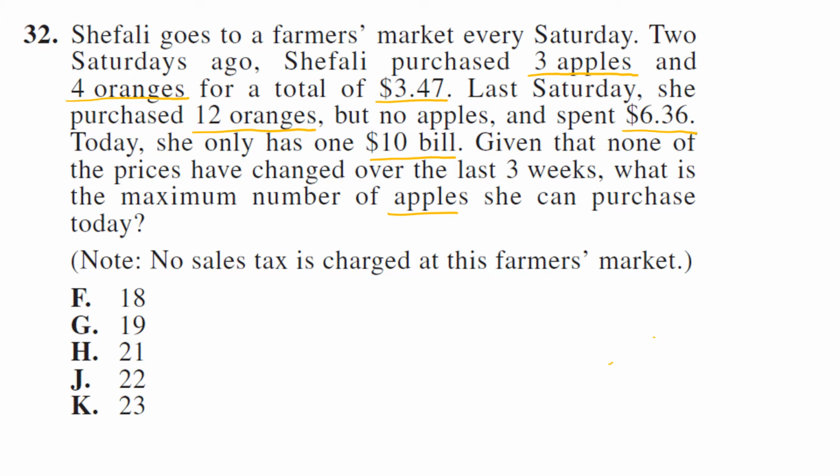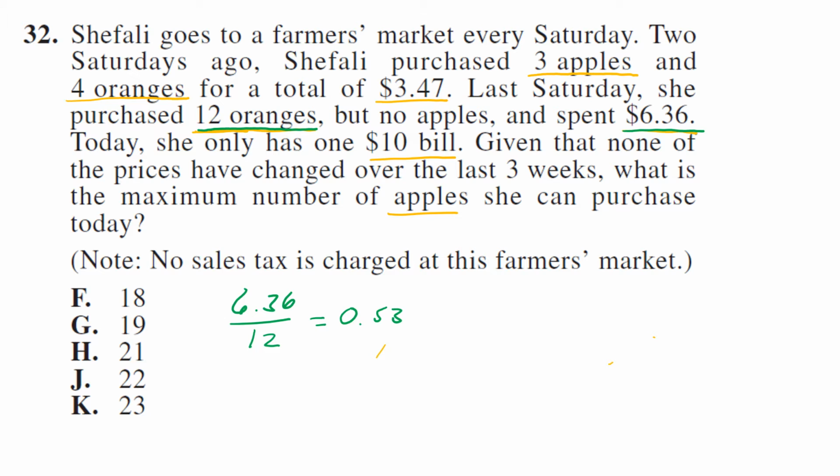Okay, so let's talk about the 12 oranges. Let's change these to a different color. Let's go with green. 12 oranges that she purchased for $6.36. So $6.36 divided by 12 means each orange is 0.53 cents. And so 2 Saturdays ago, she purchased 3 apples.